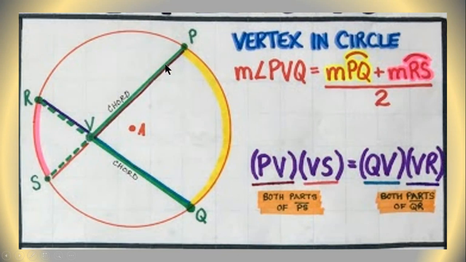The second picture shows two chords intersecting with their point of intersection inside the circle, but not at the center. The formula in words says that if you multiply these two segments, which make up the whole chord PS, it will always be the same product as if you multiply these two segments, which make up the whole chord RQ. In other words, segment PV times segment VS will always have the same product as segment QV times segment RQ.